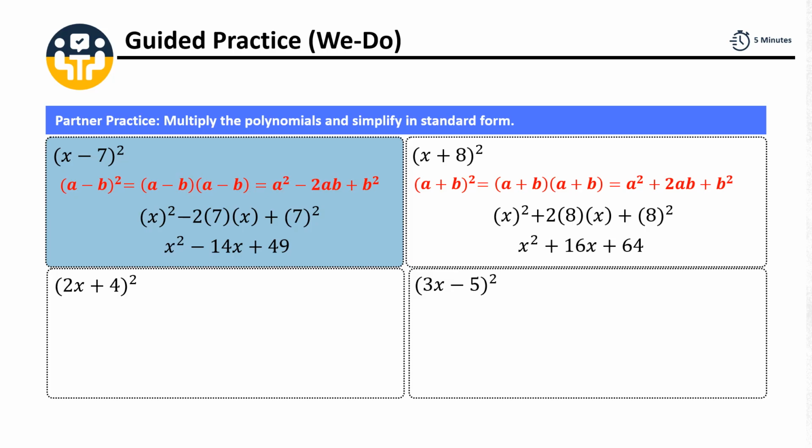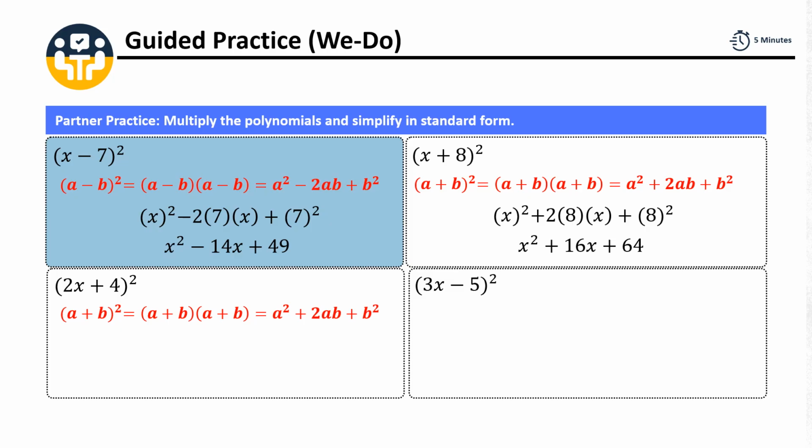The third one I have is 2x plus 4 squared. Again, I can recognize this as a perfect square trinomial, where I can see a plus sign in between the two terms. So I would use the formula of a plus b squared, where again, I would need to identify the a and the b value. The a value you may think is just 2 or just x, but the a value is the entire term, 2x.